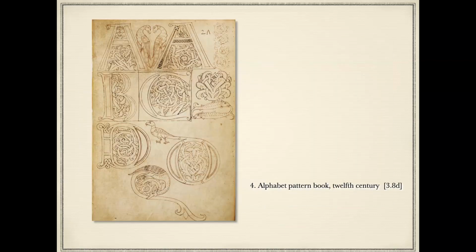And then here's a really nice example of an alphabet pattern book from the 12th century. And there you can see the serpentine or Celtic decorations or illustrations, and also some animal or beast-like illustrations within the letters and around the letters.